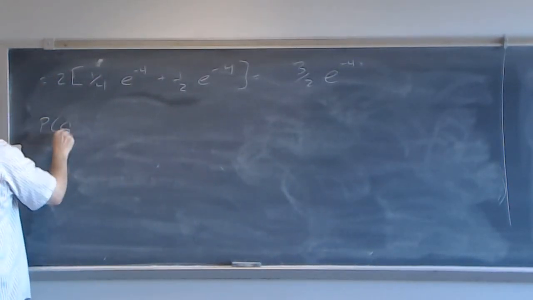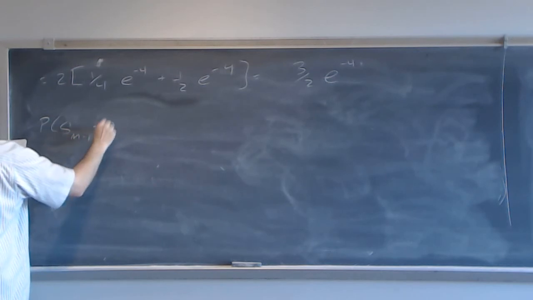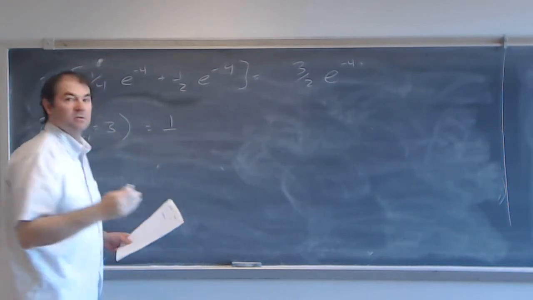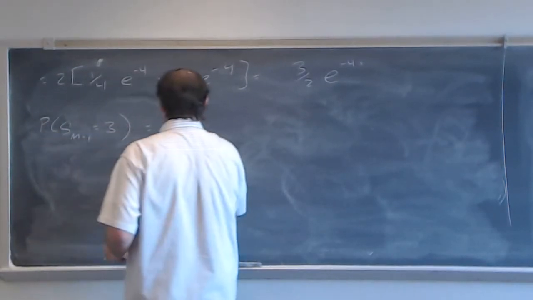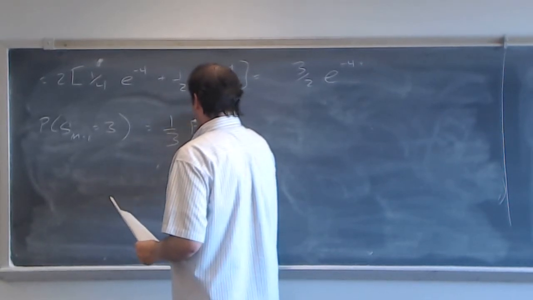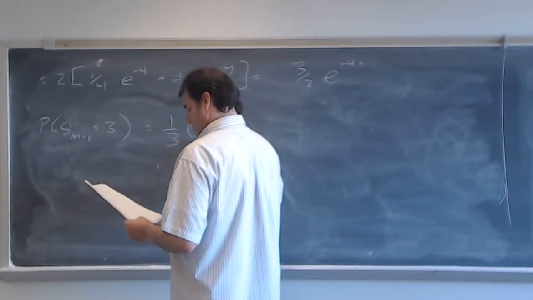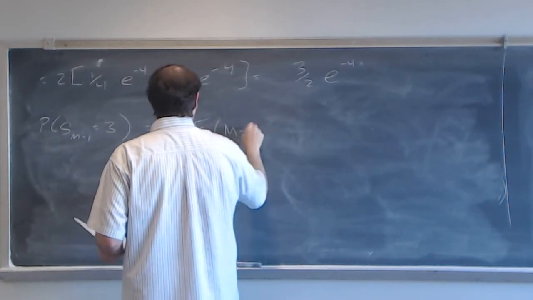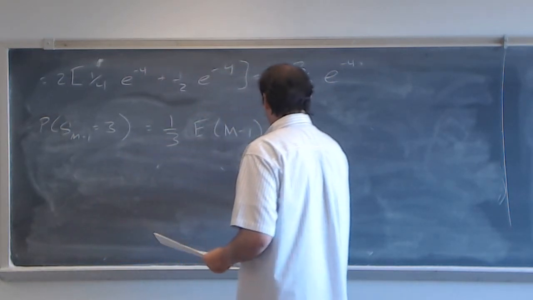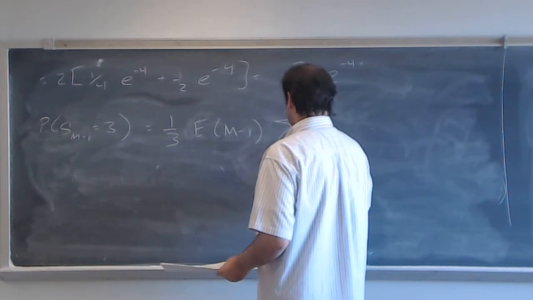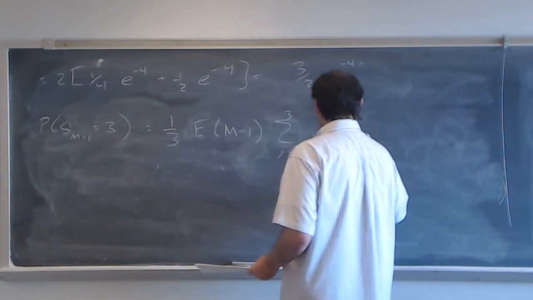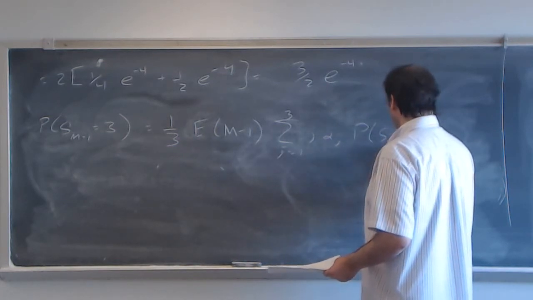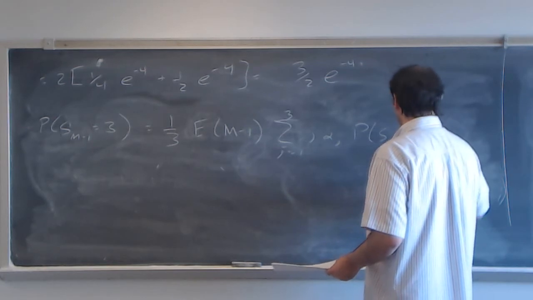Now, the probability that S of m minus 1 equals 3, that's going to be equal to, so I'm using the corollary again, 1/3, that's the k, times the expected value of m minus 1, which we know to be 4, times the sum, where j runs from 1 to 3 in this case, of j alpha sub j times the probability of S of m sub 1 minus 1 equal to 3 minus j.